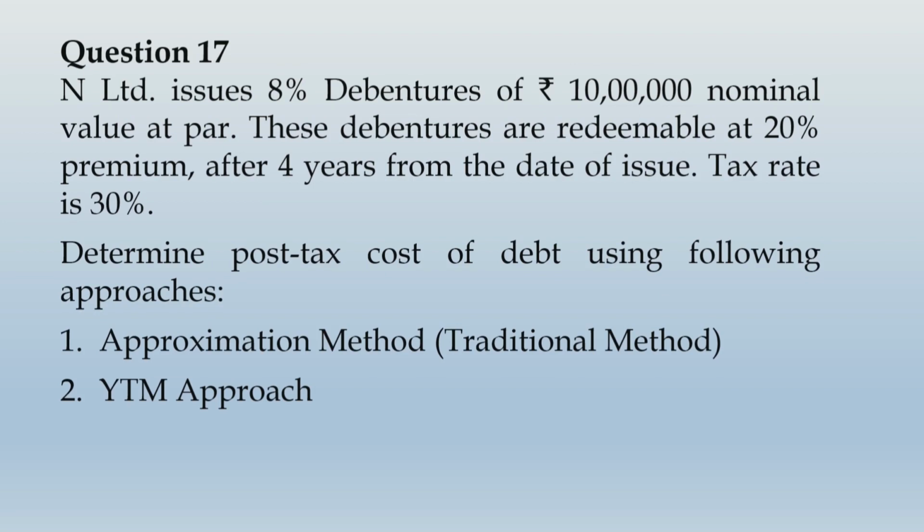One is approximation method, that is the traditional method, and the other one is YTM approach. So friends, for your understanding, when it comes to approximation method, I will be using both the versions of formula, but I would want you to adopt only and only the better version of formula. Here, when you are learning, you should write up everything in your notebooks, even the bad version of the formula. But when it comes to application, use only and only the better version of formula. That will be more appropriate.